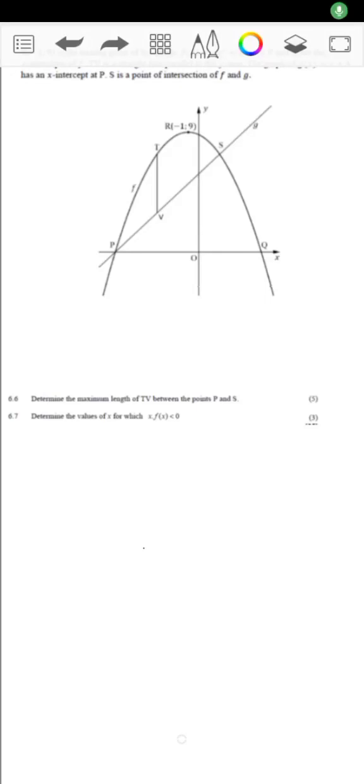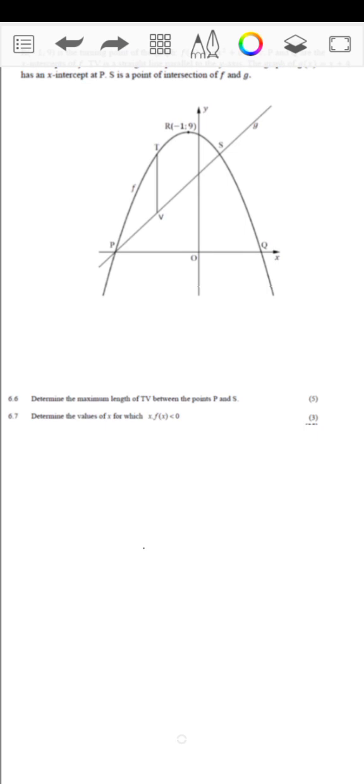So we will be doing 6.7 from the previous practice problems videos, for those who watched it. So listen, here they're saying x times f of x. Determine the values of x for which x times f of x is less than 0.